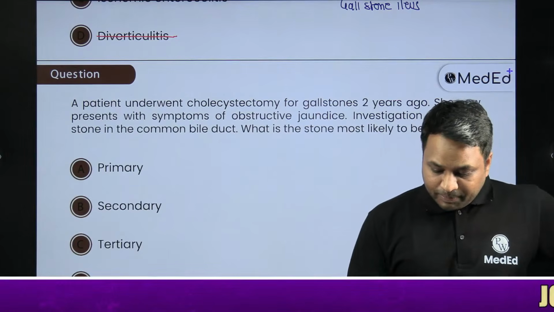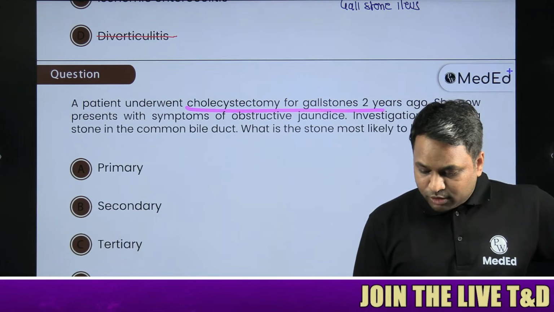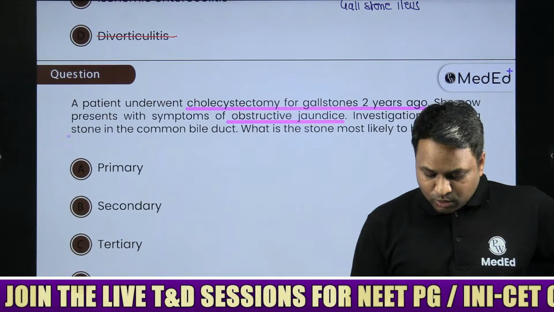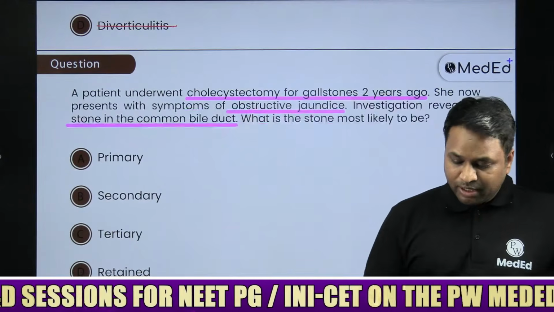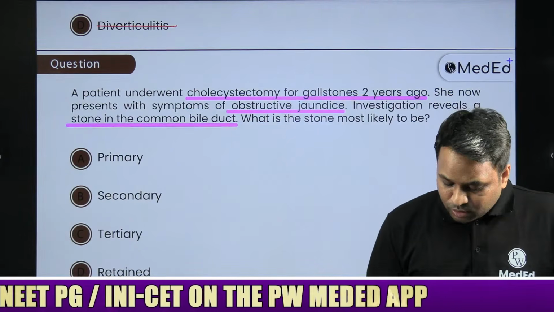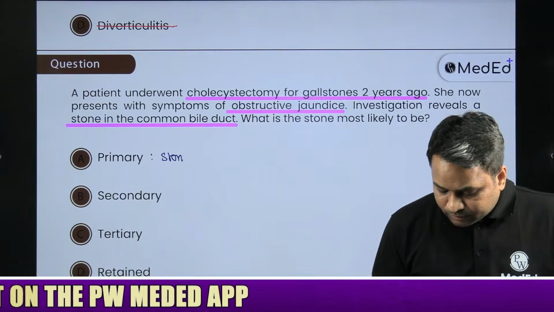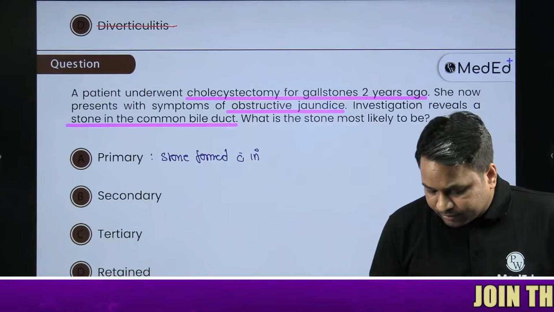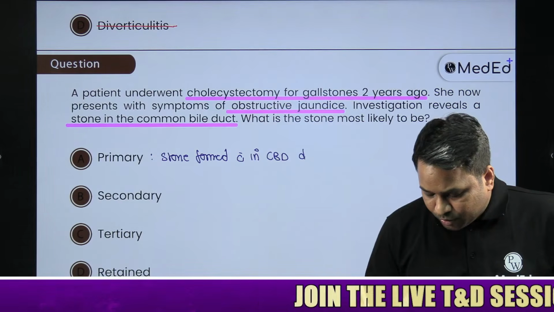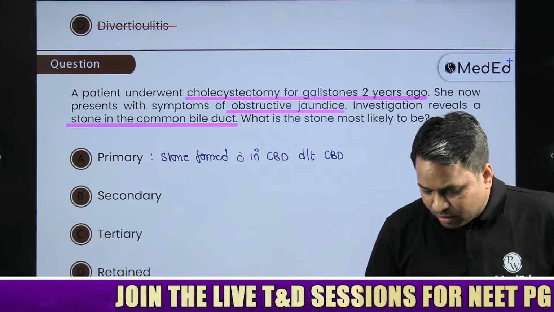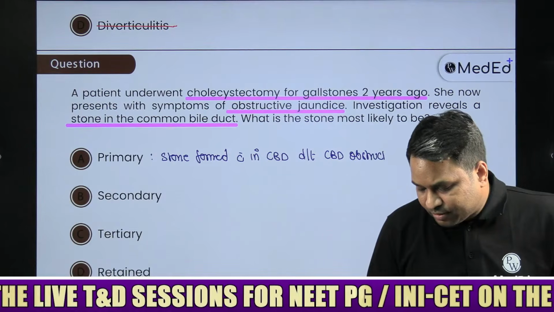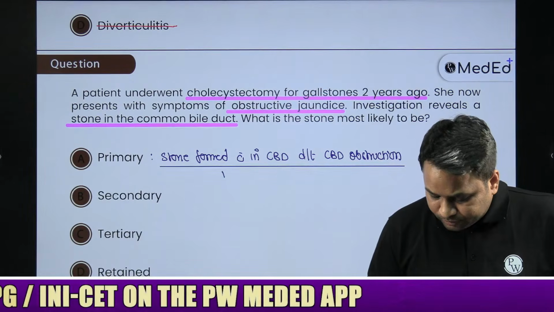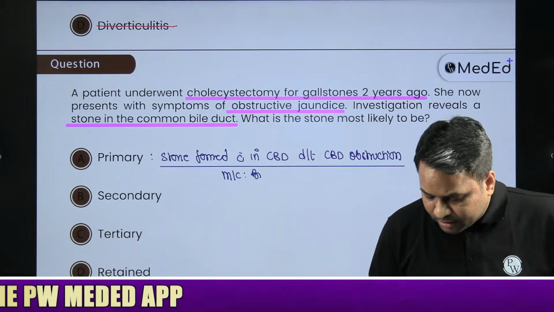Now, a patient underwent cholecystectomy for gallstones 2 years ago. Okay, she now presents with symptoms of obstructive jaundice. Investigation reveals a stone in the common bile duct. What is the stone most likely to be? So what is a primary stone? A primary stone is a stone formed within the CBD due to CBD obstruction. That is, bile stasis will occur. And that is why the most common primary CBD stone is going to be brown pigmented stones.